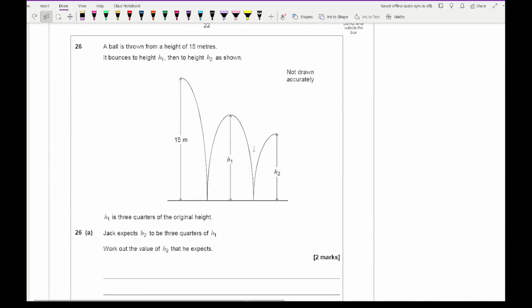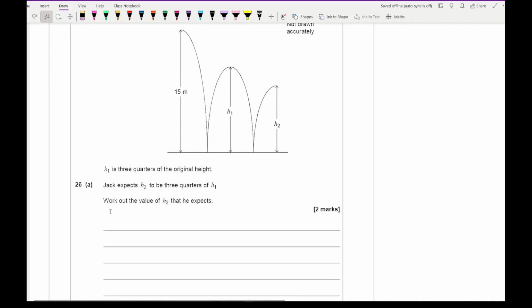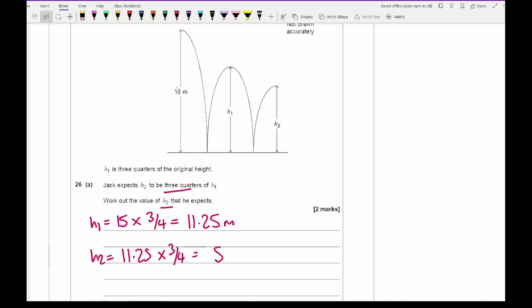So moving on to question 26, it says the ball is thrown from a height of 15 meters. It bounces to a height of h1, then to height h2 as shown. h1 is 3/4 of the original height, and it says Jack expects h2 to be 3/4 of h1. Work out the value of h2 that he expects. So here, to work out h1, which is what we need to do first, we need to do 15 times 3/4. Now, if I type that into my calculator, I get 11.25 meters. Now, the question is asking for h2. So what I've then got to do is use h1, which is 11.25, and work out 3/4 of that. And that gives me an answer of 8.4375 meters.